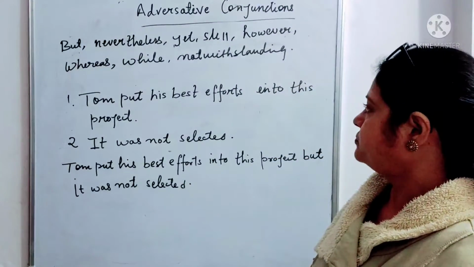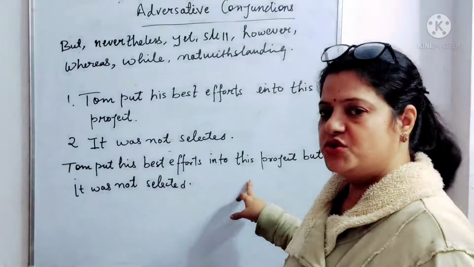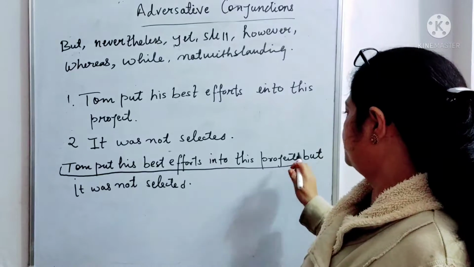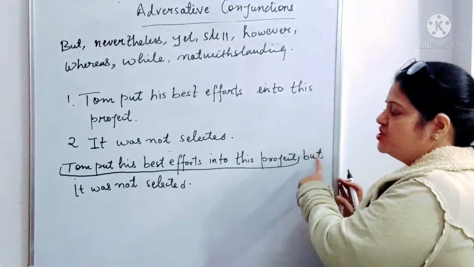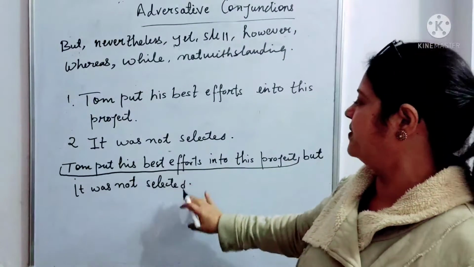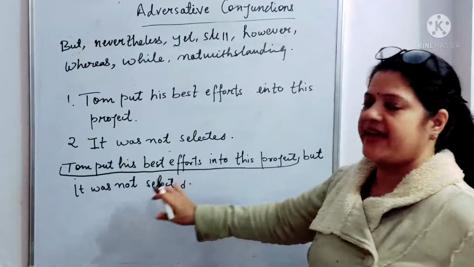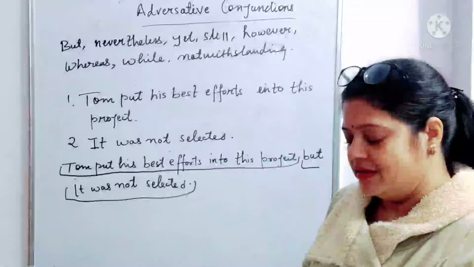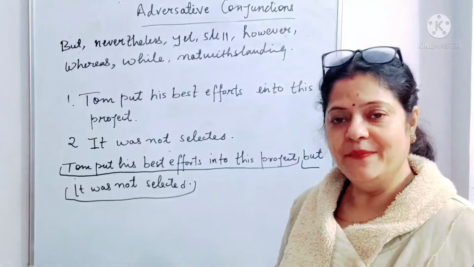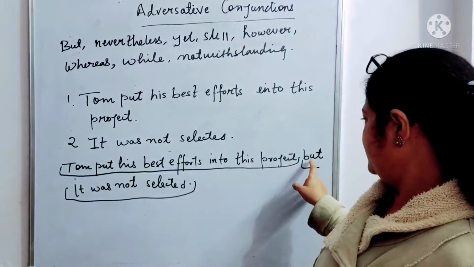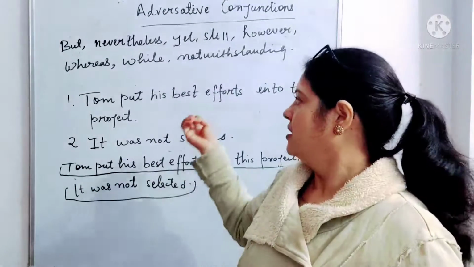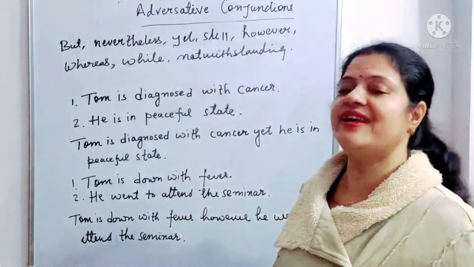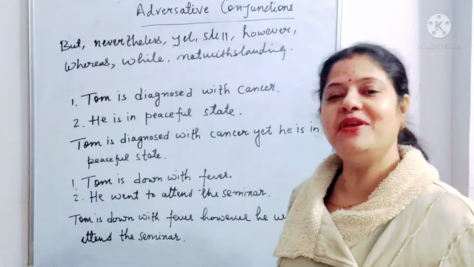Okay. Now, if we add these sentences together, the first part, Tom put his best efforts into this project, will be called the principal clause. Since the coordinating conjunction but comes from here, connecting these two principal clauses, it is added with the second sentence. That is why the second part will be called the coordinating clause. And these two together make a compound sentence. So here I have taken two more sentences, and let's see which conjunctions can be used in them.